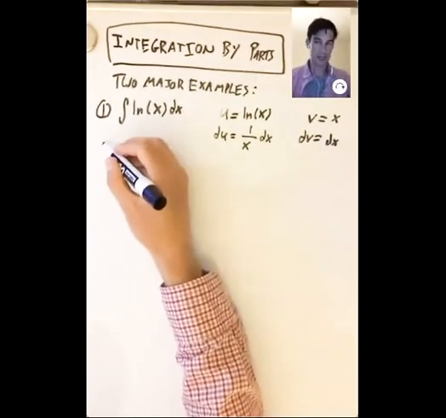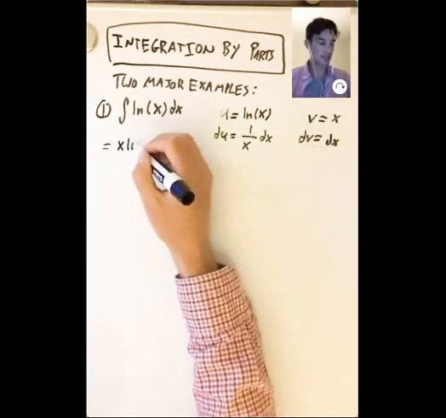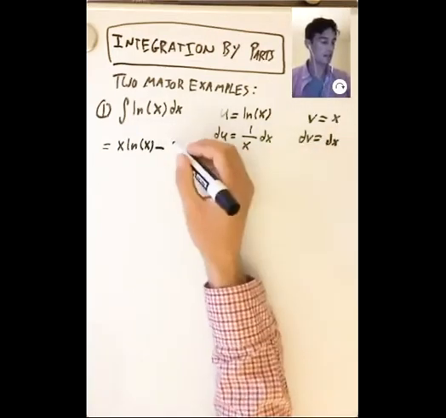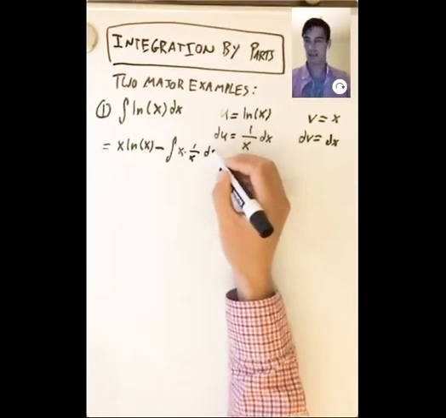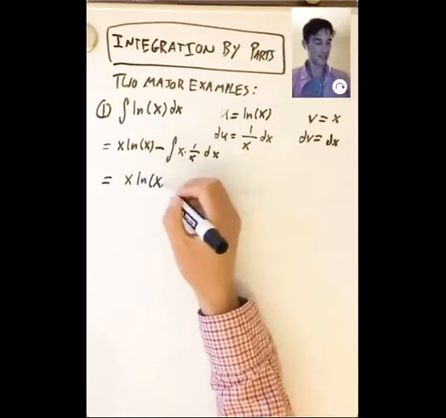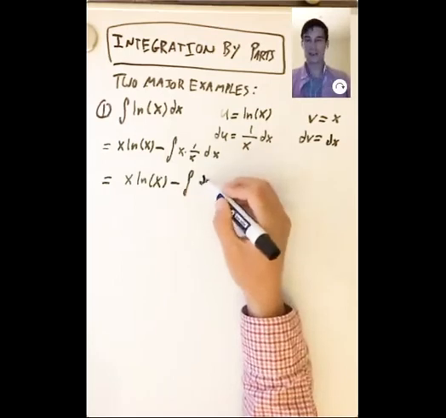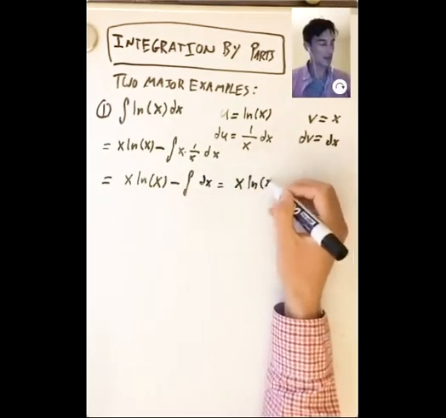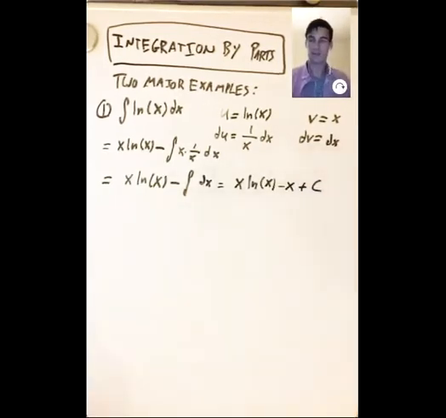So that means that this integral is equal to uv, x times natural log of x, minus the integral of v du, the integral of x times 1 over x dx. And this cancels nicely. We get x ln of x minus the integral of dx. So in the end, we get x natural log of x minus x plus c.